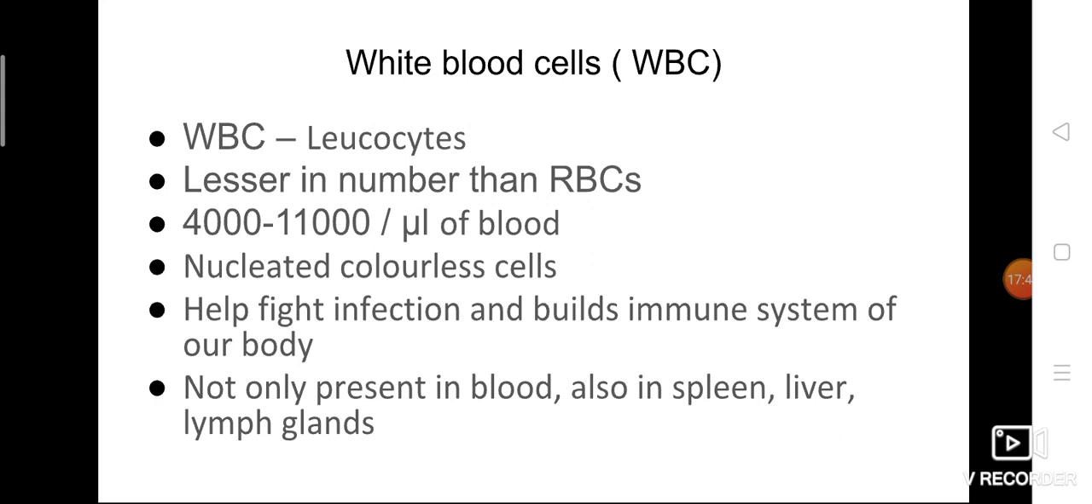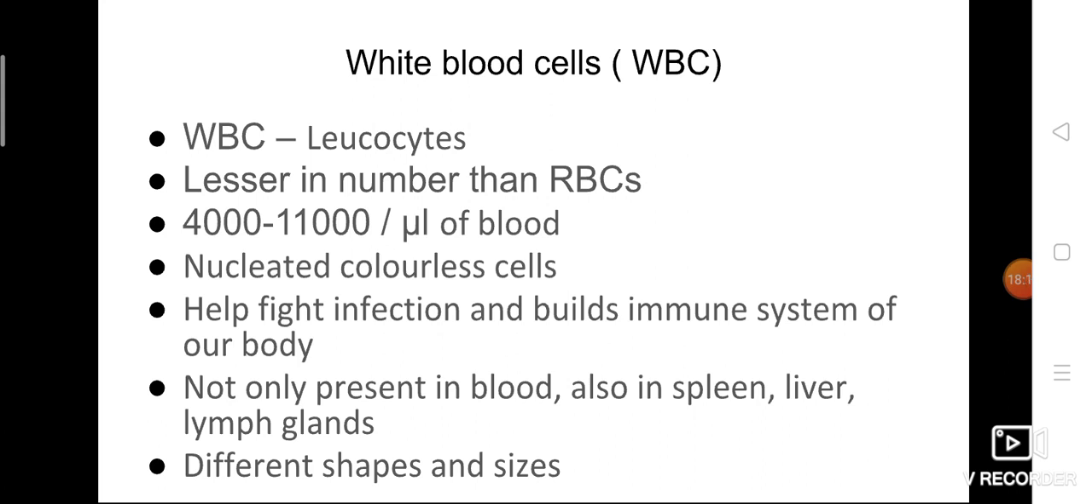Okay, so these WBCs are not only present in blood, they are also present in other parts of our body like the liver, spleen, lymph glands and all. They are of different shapes and sizes, and the lifespan is just 3 to 4 days. In RBC it is 120 days, but for WBC it is 3 to 4 days.